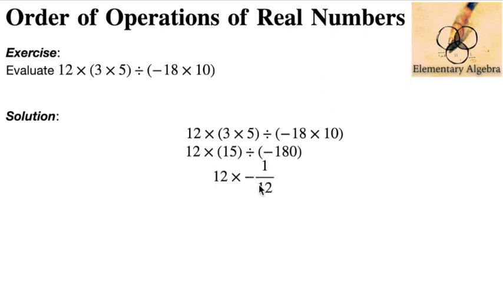So 12 times 1 over 12, or negative 1 over 12, the 12s cancel out, right? So it's going to become 1. And because the second term is negative, our answer will be negative 1. And that is our answer for this exercise. I hope you got it correctly.